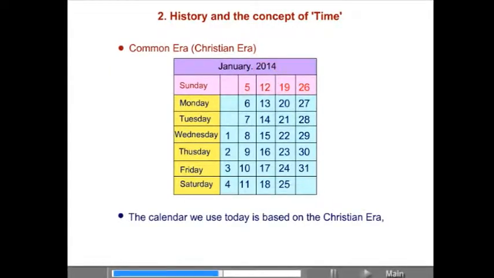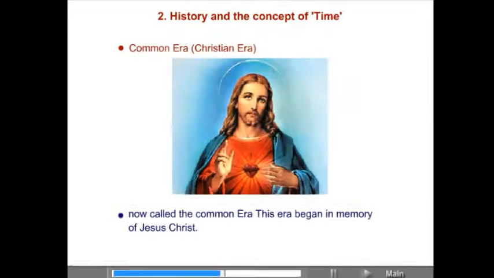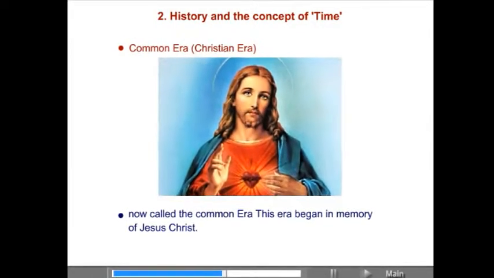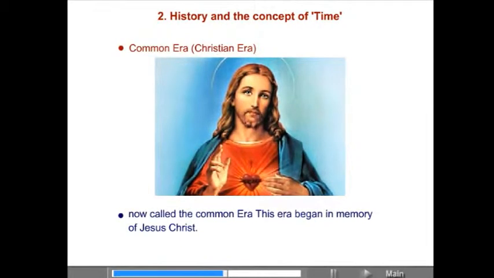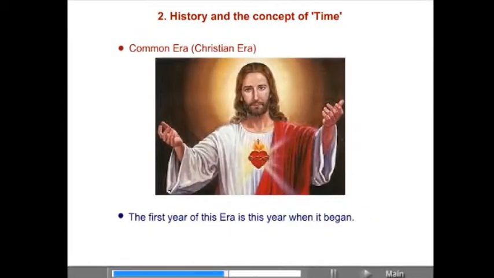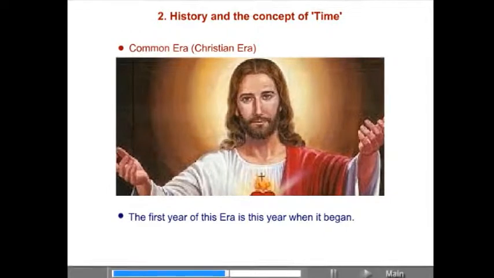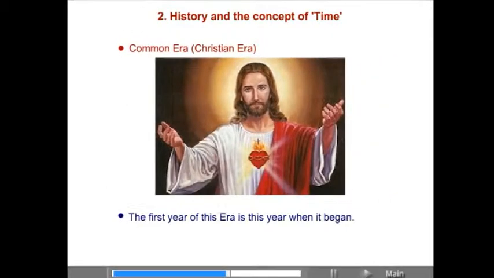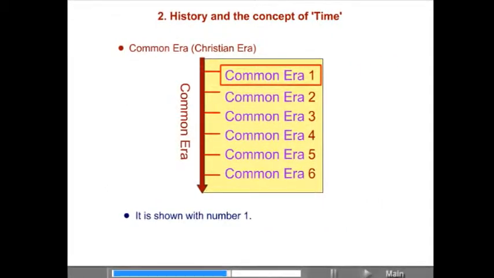The calendar we use today is based on the Christian era, now called the Common Era. This era began in the memory of Jesus Christ. The first year of this era is the year when it began. It is shown with number 1.